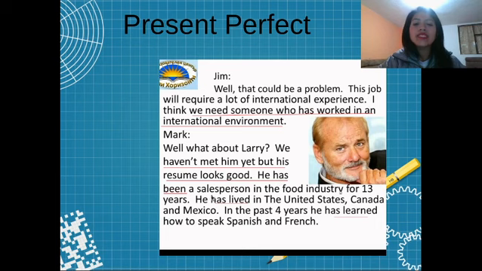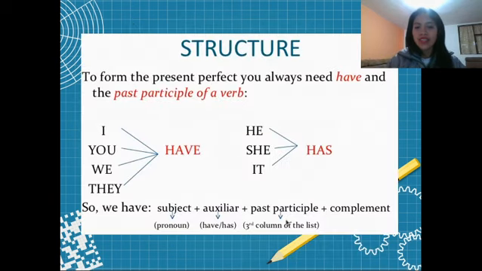He has been a salesperson. Él ha sido un azafato, right? In the food industry for 13 years. And he has lived in the United States. Es otra experiencia de la vida. Él ha vivido en Estados Unidos, Canadá, and Mexico, right? He has learned, experiencia de la vida. Él ha aprendido cómo hablar en español and French, right?